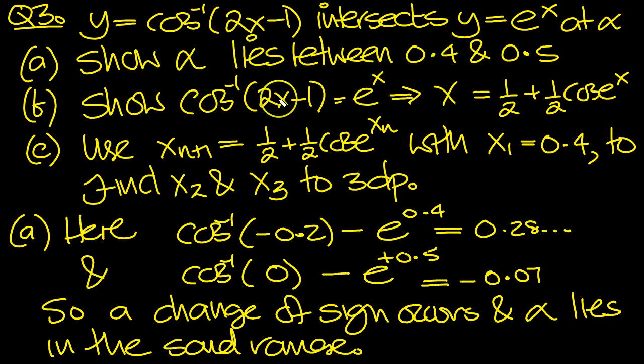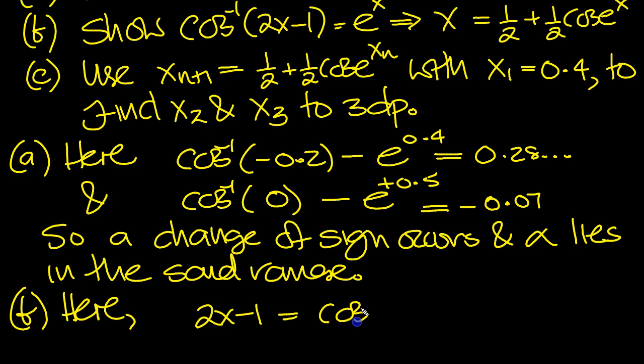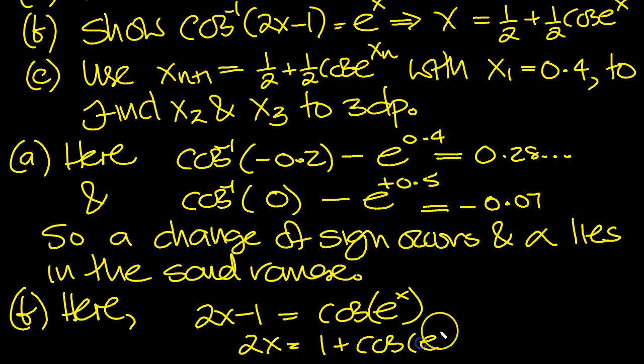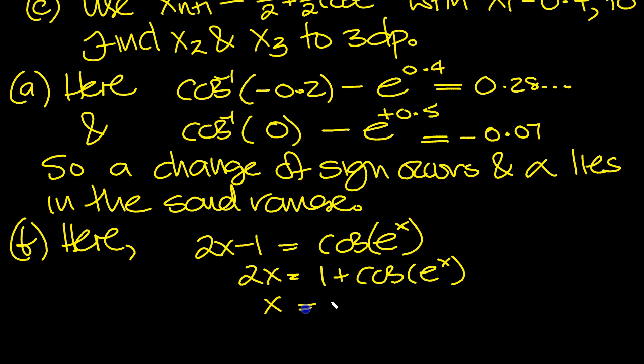Okay, so we've done that then. Show that arccos of this can be written as that. So rearrange for x. So let's have a go at that then. Take cosines both sides. Cosine of the e to the x. Move the 1 over. And now divide by 2. Move the 2 from times on one side to divide on the other side, which is what we wanted to show.